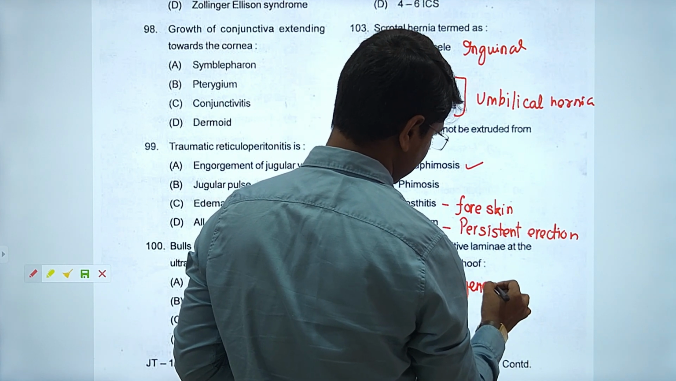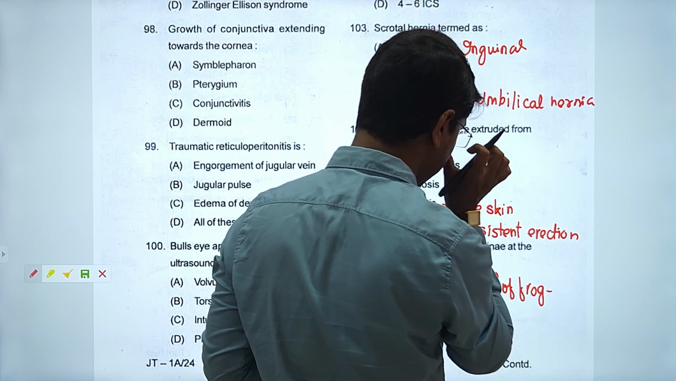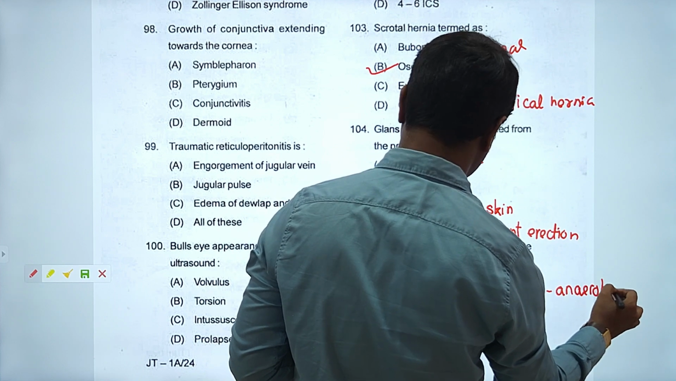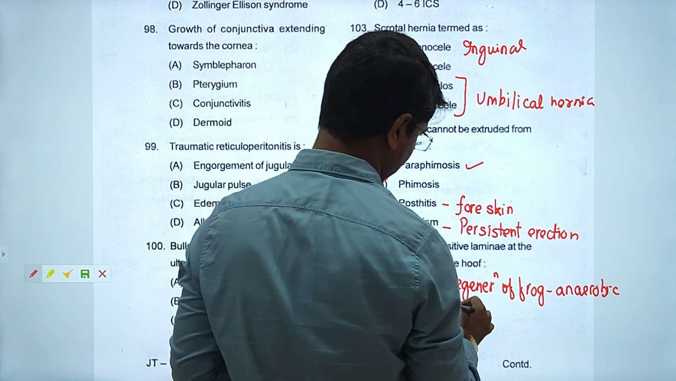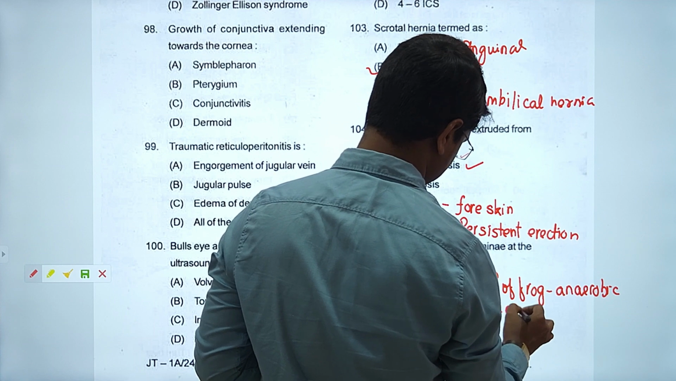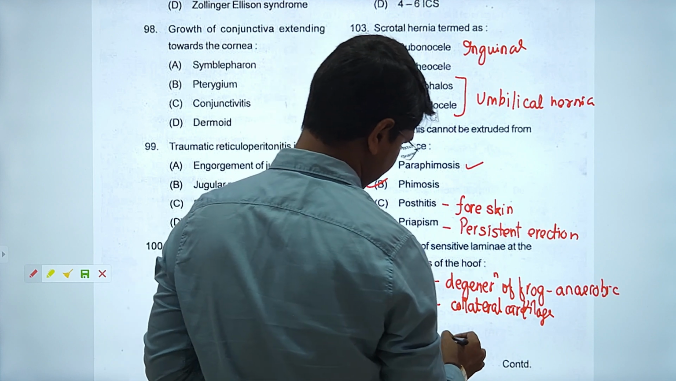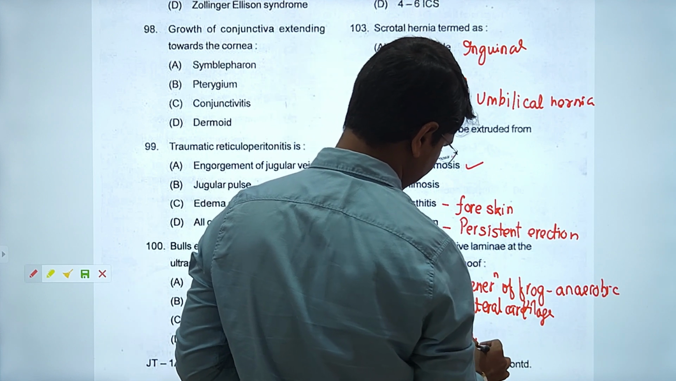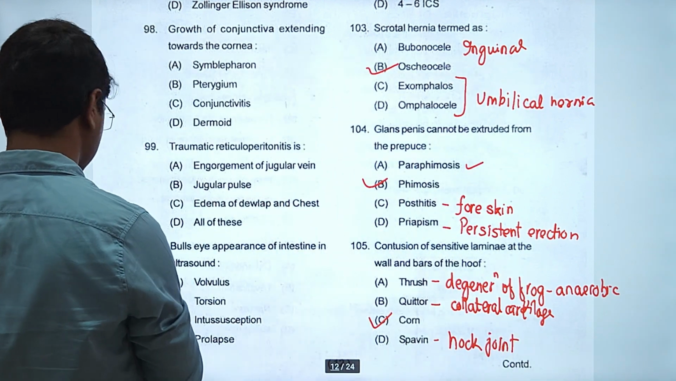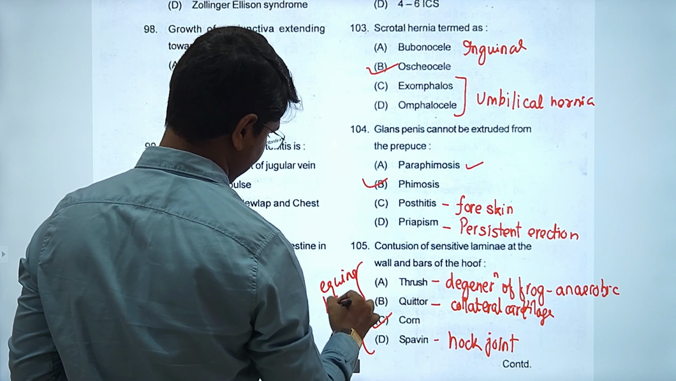Degeneration of frog, most commonly caused by anaerobic organisms. Anaerobic organisms. Quittor is a chronic inflammation of the collateral cartilage. Collateral cartilage. Spavin is basically inflammation of the hock joint, most probably the synovial membrane. Hock joint, there will be fluid accumulation resulting in swelling. Spavin. These terminologies are associated with equine lameness. Okay, equine lameness.